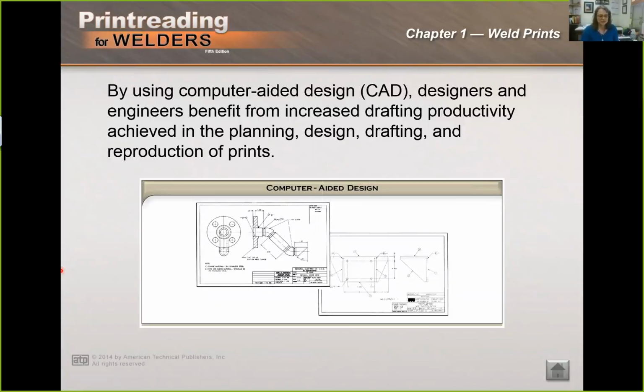Now, CAD systems use hardware, and hardware is the computer itself, the box with the motherboard and the memory in it. That's the hardware. The drive is a piece of hardware. Running on that hardware is software. So things like your Windows operating system is software. Your AutoCAD program is software. Word processing programs are software. Software is what actually creates the drawings.